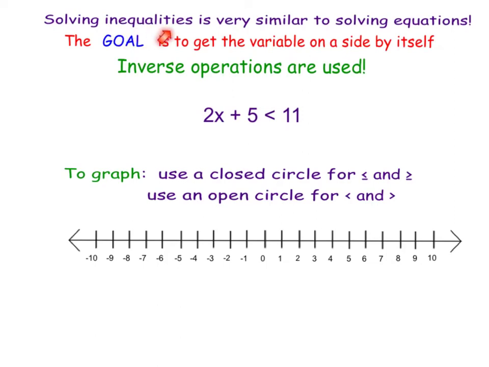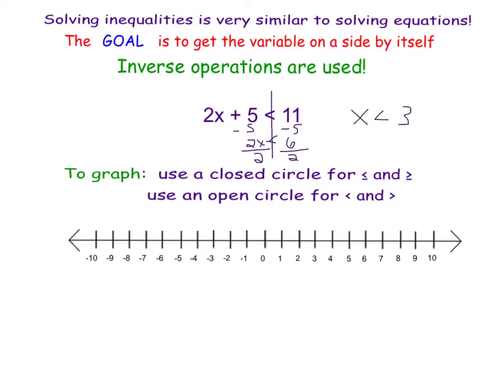As I said, solving inequalities is very similar to solving equations. The goal is to get the variable on a side by itself using inverse operations. The solving part is exactly like with equations, where we draw a line separating the sides. We use inverse operations to solve for the variable, making sure that we're using the inequality symbol, not an equal sign. So now we have x is less than 3.